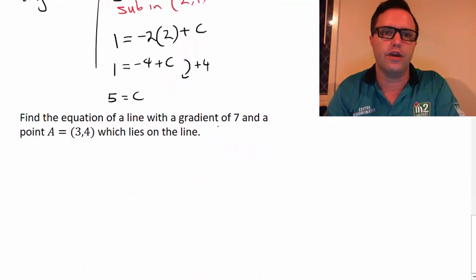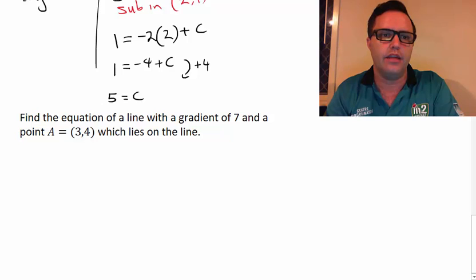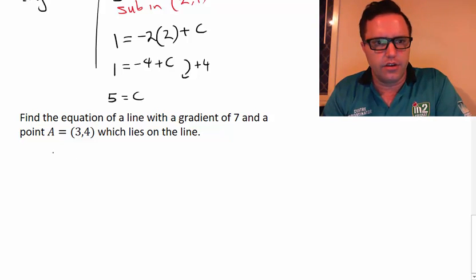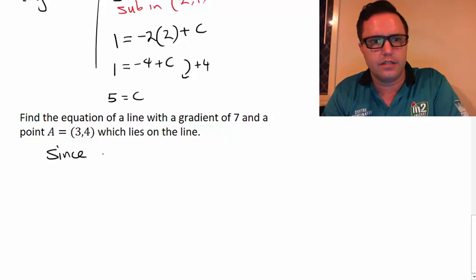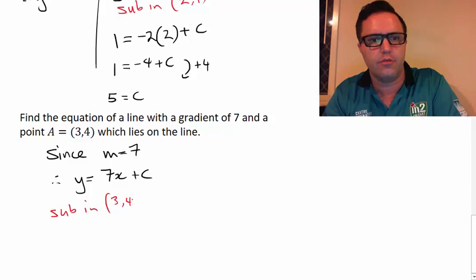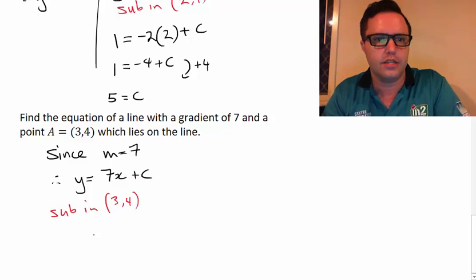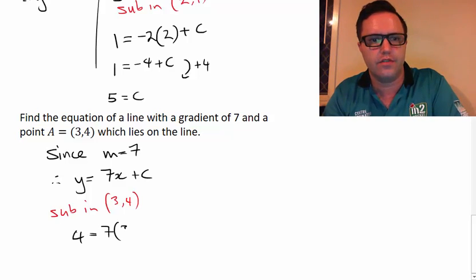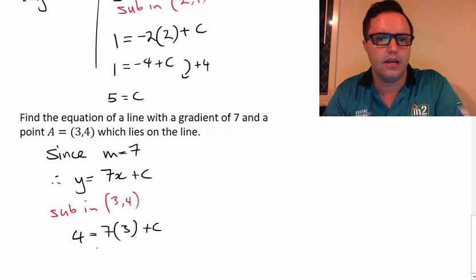Okay, lastly one. Find the equation of a line with a gradient of 7 and a point A, 3, 4, which lies on the line. So it's very similar to the last one, but we're given no graph to start with. So we could say since m equals 7, therefore we've got y is equal to 7x plus c. And we're going to do like we did before. We're going to sub in 3, 4, which gets us y is 4 equals 7 times 3 plus c.